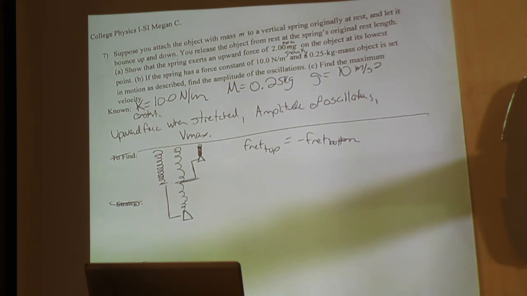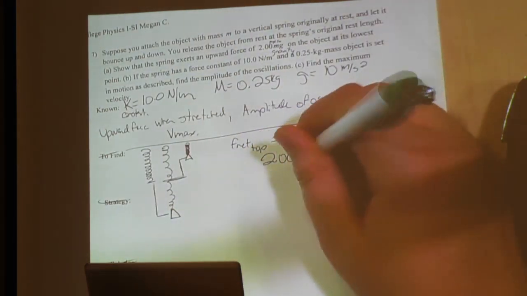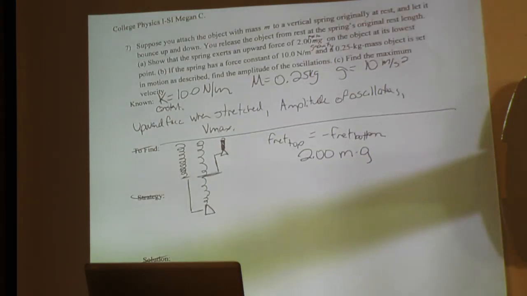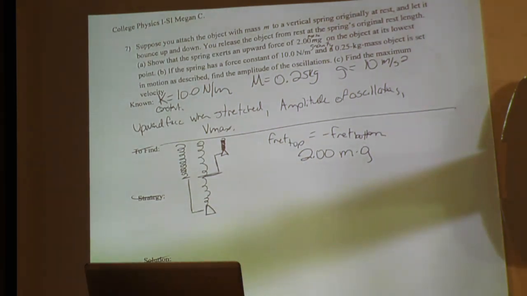our spring is completely stretched out, we have an upward force of 2.00 m times g. This is not milligrams, this is mass times gravity, okay? All right, so in order to do that, we're going to have to do some rearranging.